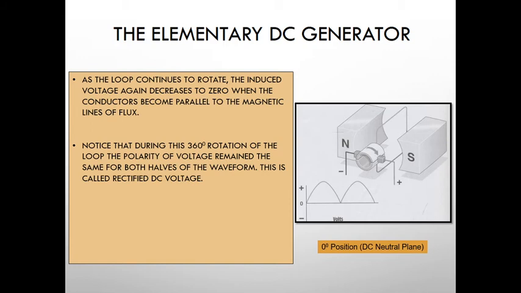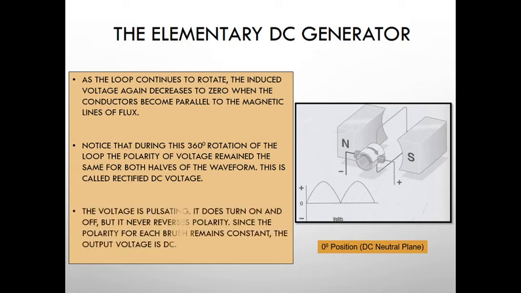Notice that in a 360 rotation, the polarity remains. This is called rectified DC voltage, or pulsating direct current. So, there is still a high ripple voltage. You can see here, 0 maximum, 0 maximum. So, if you have a load which is sensitive to the amount of voltage, then the supply goes on and off, like lamps, so they go on, off, on, off. The voltage is pulsating. It does turn on and off, but it never reverses polarity.